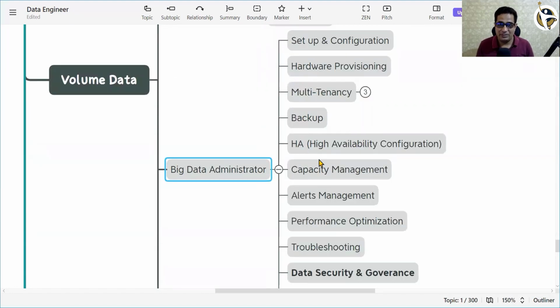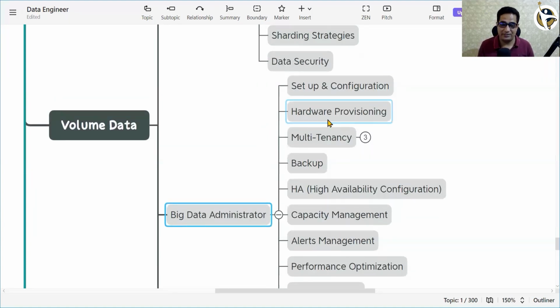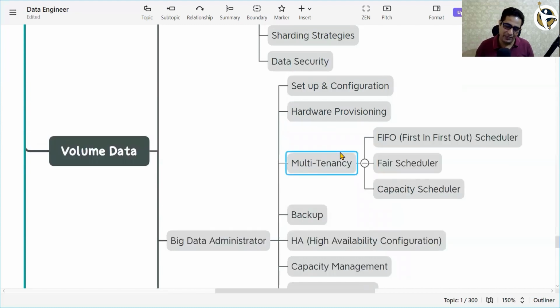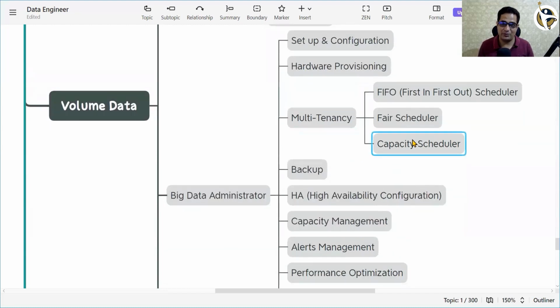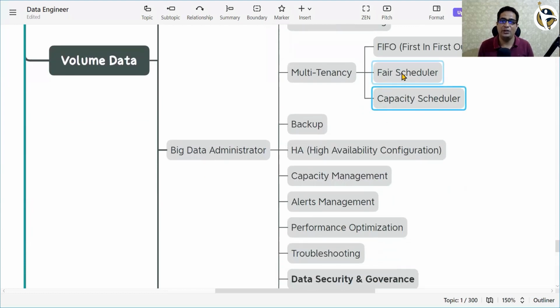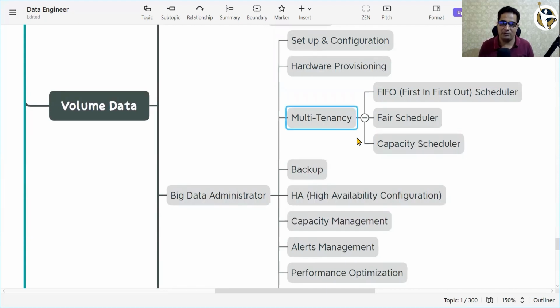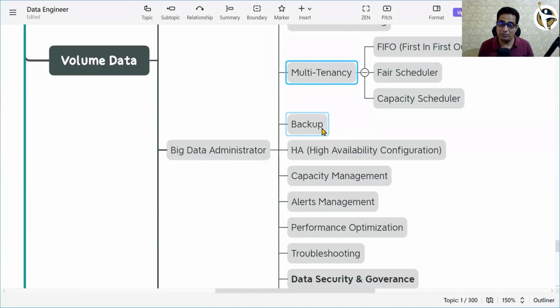Then as a big data administrator, you need to set up and configure that particular product. Hardware provisioning, you need to provision those hardwares. Specifically in case of Cloudera, there is a multi-tenancy concept, and that's where you need to know FIFO scheduler, fair scheduler, and capacity scheduler. Cloudera Data Platform uses capacity scheduler by default, but internally you can again categorize the scheduling of jobs using FIFO and fair scheduler. This is related to big data, but other platforms implementing multi-tenancy might use similar algorithms in the backend.